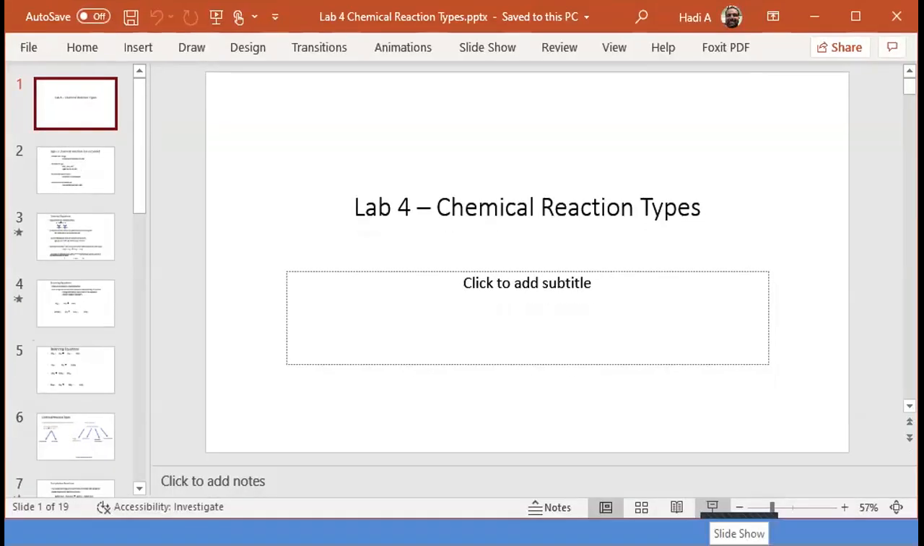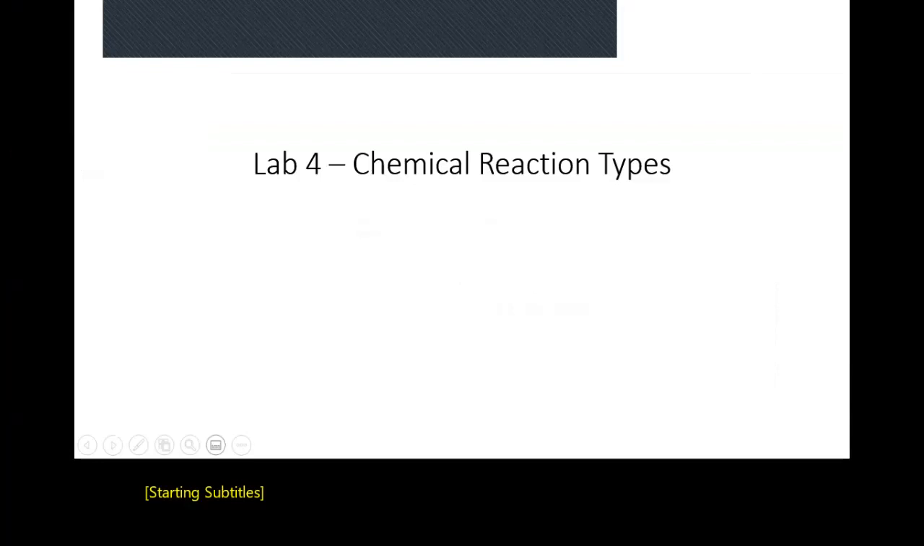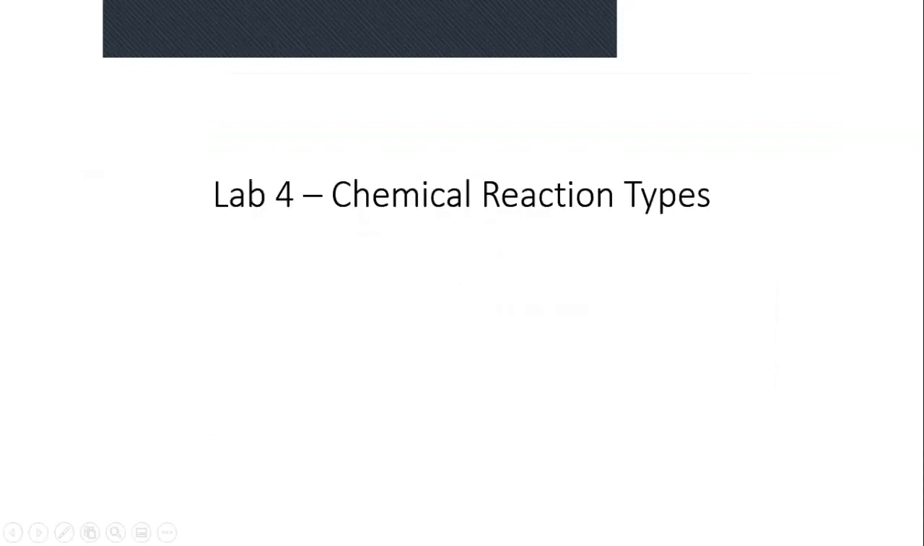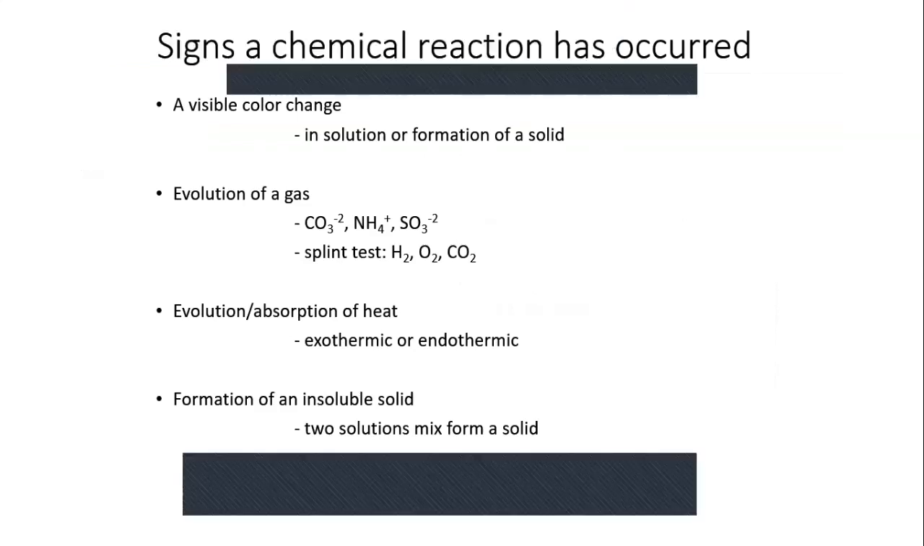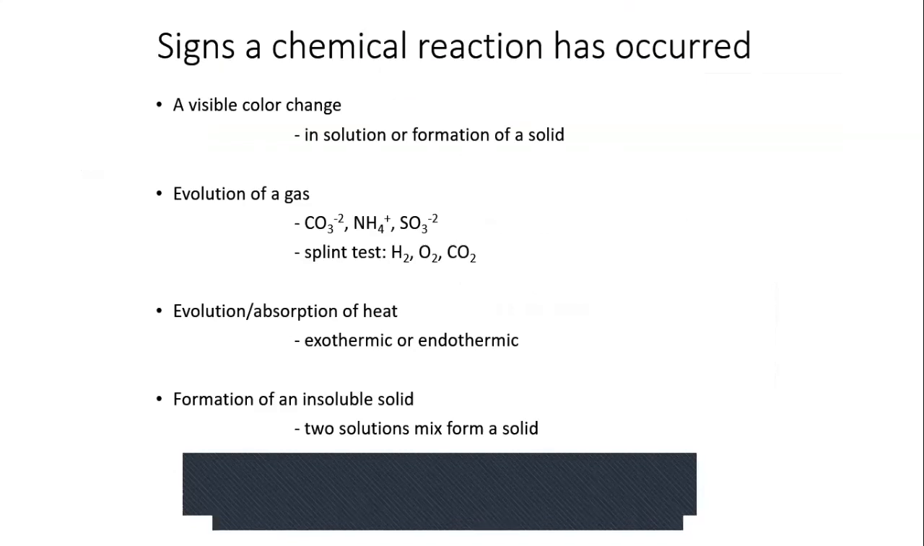So this is the fourth lab in this General Chemistry 1 lab series. And so first we want to just discuss briefly what are signs to indicate a chemical reaction has occurred. And there are things you can observe that would indicate that a chemical reaction has occurred.